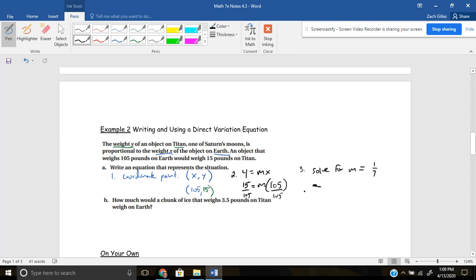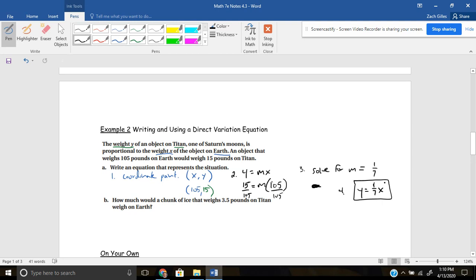It wants the equation, so lastly, my equation, y equals, I figured out my m was 1/7, so 1/7 x. I'm just substituting this in to this equation. This would be my final answer. Okay, I used my 2 points to put it into y equals mx, the direct variation formula. I solved for m, and then I put that answer into my direct variation equation.